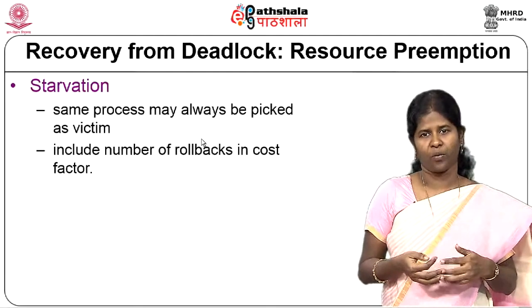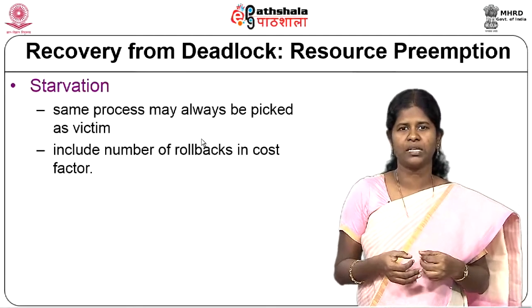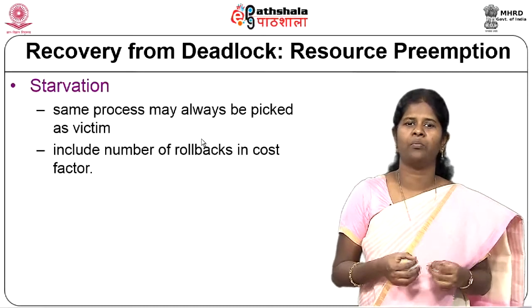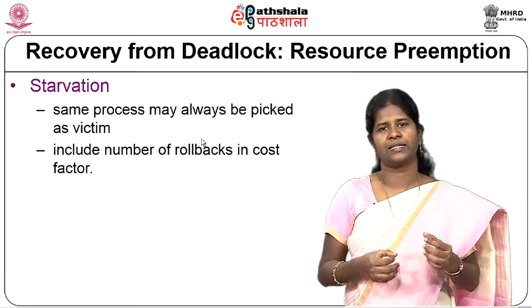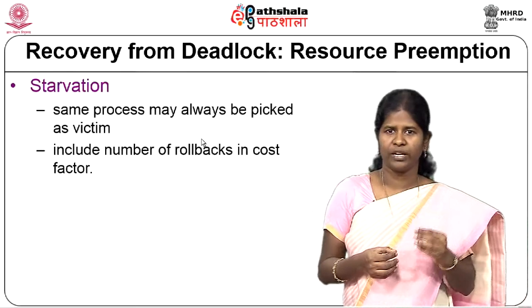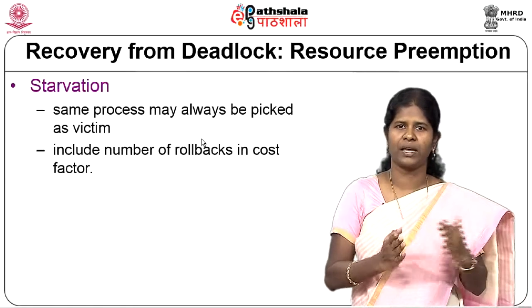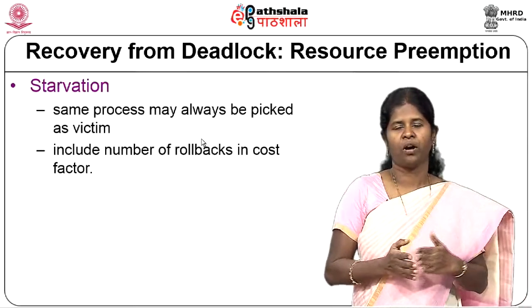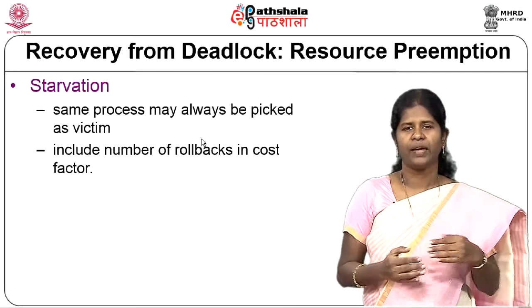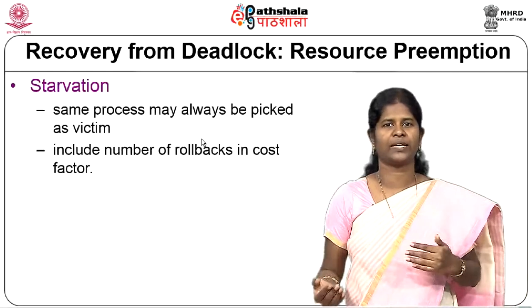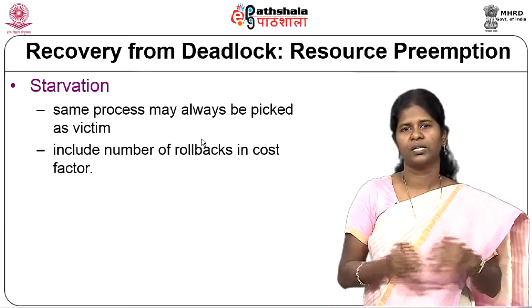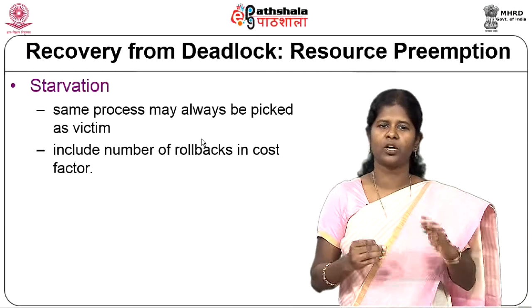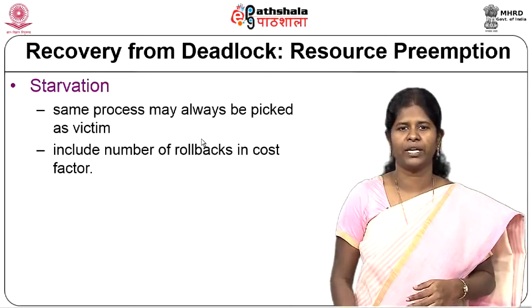And hence for avoiding starvation, what can be done is that you can include the number of rollbacks as a cost factor. So, if a process has been rolled back say 5 or 6 times, or maybe more, then that process will not be chosen next time for rolling back. So, this count of how many times the process was rolled back earlier will be considered.